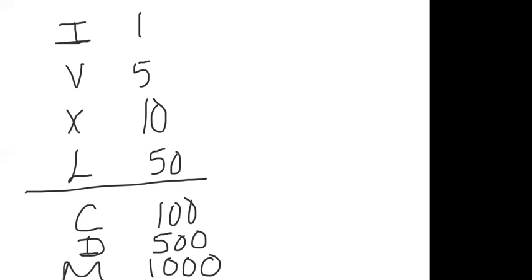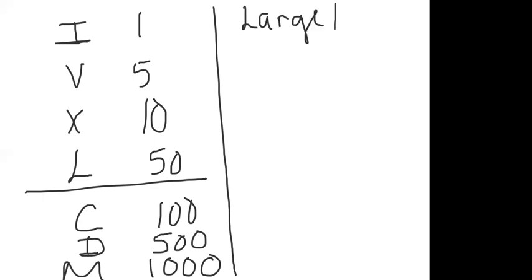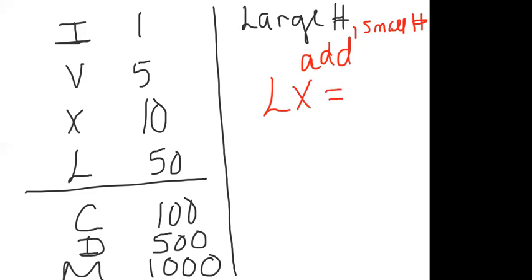All right, guys. So let's talk about how we work with the Roman numerals. So if you have a large number followed by a small number, you add. Here's an example, guys. LX. L is a large number, that's 50. X is a small number, so we're gonna add it. So this number represents 60.